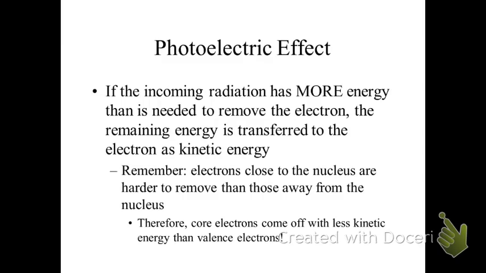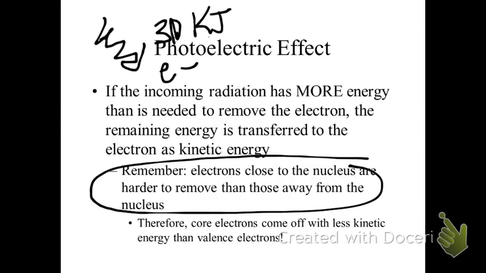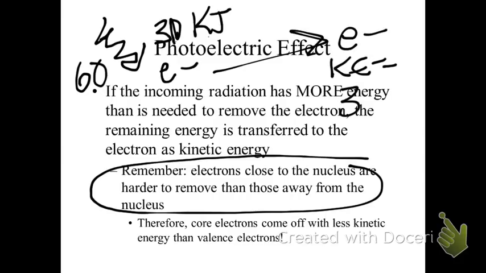Now, this is important to remember because electrons that are close to the nucleus are harder to remove. So when that irradiation comes in, instead of it taking 10 kilojoules, it may take 30 kilojoules. Now, the problem with that is this. If it takes 30 kilojoules to remove it and I only had 60, then the electron will only get a kinetic energy equivalent to 30 kilojoules, which means it'll be moving slower with less kinetic energy than the electron that was further away from the nucleus.